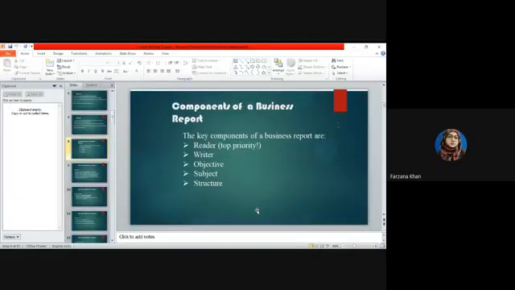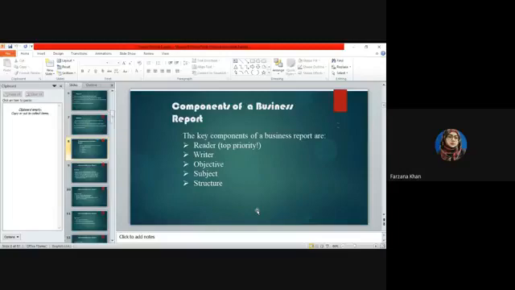So, components of a business report. What are the components of a business report? Basically, the key components of business reports are five. The first component of a business report is the reader, which is the top priority, because the reader is the person who is considered while writing a report. The person who is writing the report will always consider the reader for whom he is writing the report.